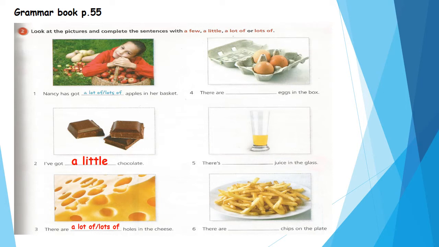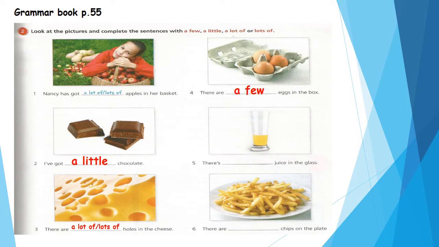Number 4. Look at this picture. What can you see? Yes, there are only 3 eggs. So we want to talk about small quantity. Okay, eggs, can we count it or we can't count it? Yes, we can count it. It's a plural noun. Super, it's countable. So we'll use what? It's countable and we want to talk about small quantity. So we'll use, super, a few.